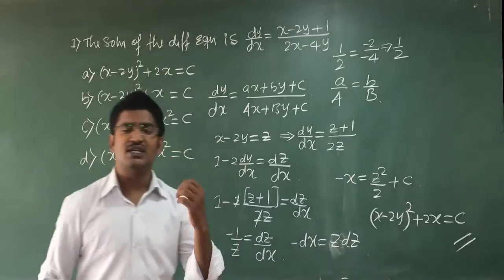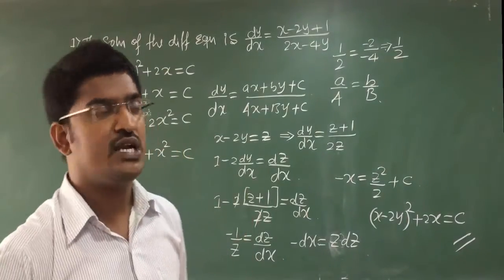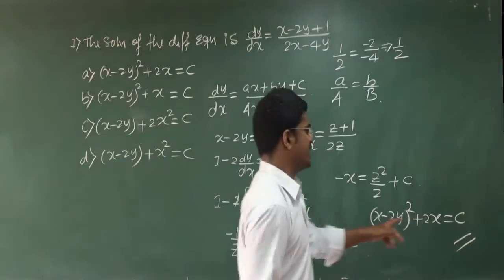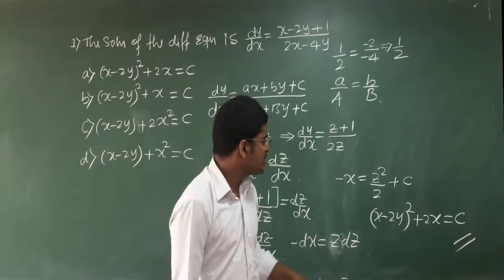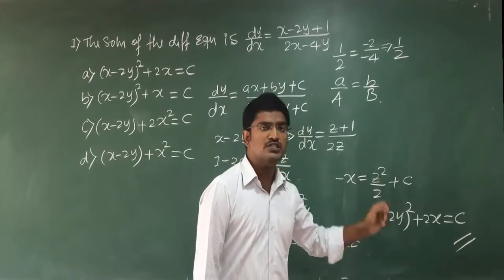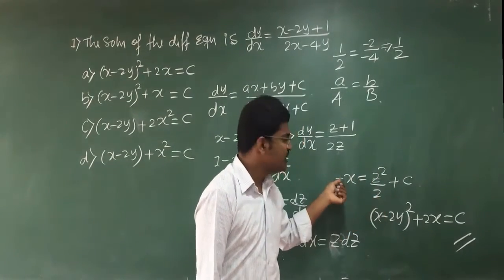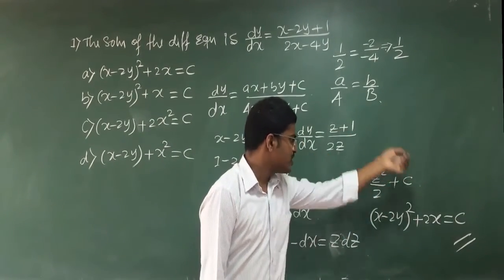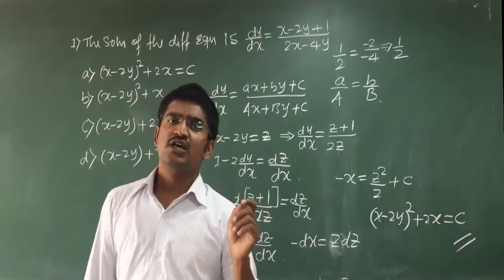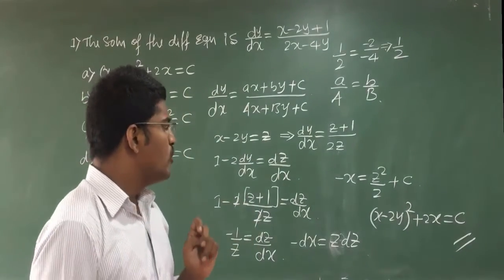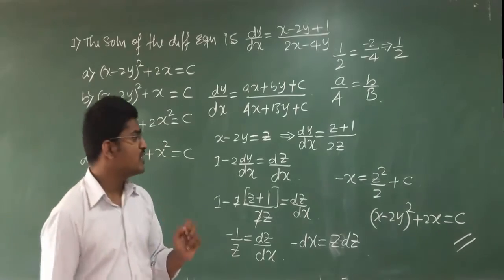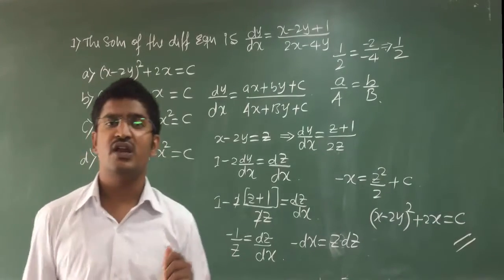LCM is 2. 2 multiplied with the constant term is again a constant term, so I will write it as again c. No problem for that. Z is x minus 2y whole square, so x minus 2y whole square divided by 2. 2 can be multiplied with this minus 2x. Take it on that side, it will be plus 2x. So x minus 2y whole square plus 2x equal to c will be your answer.